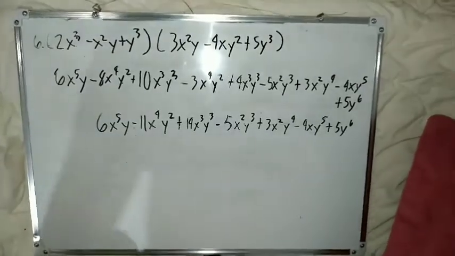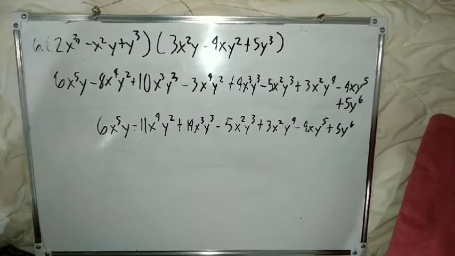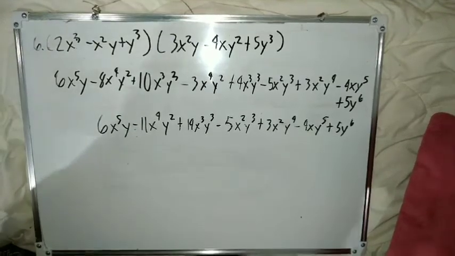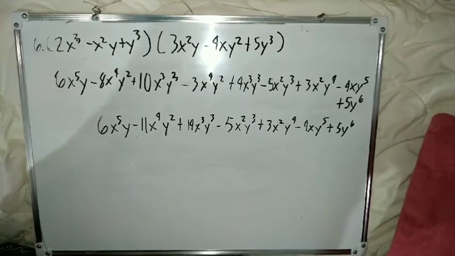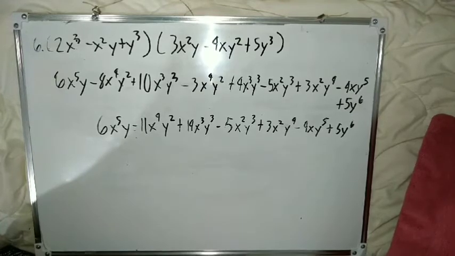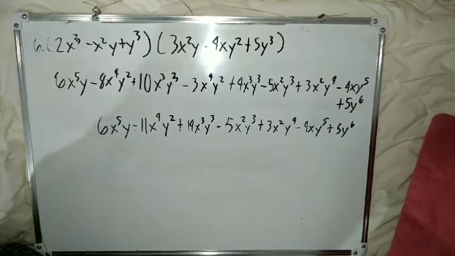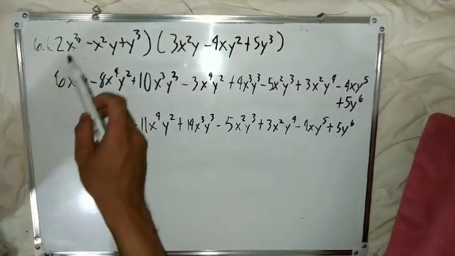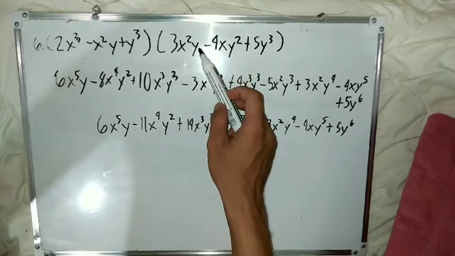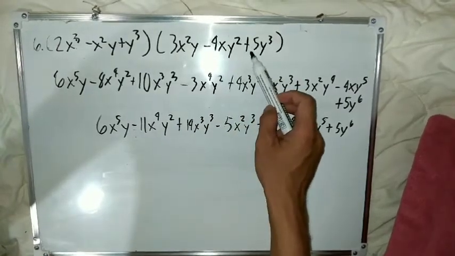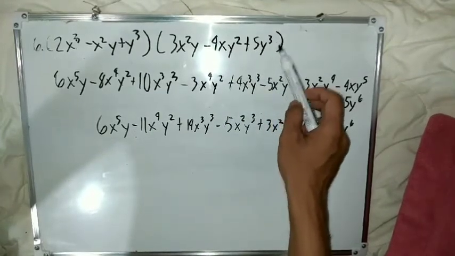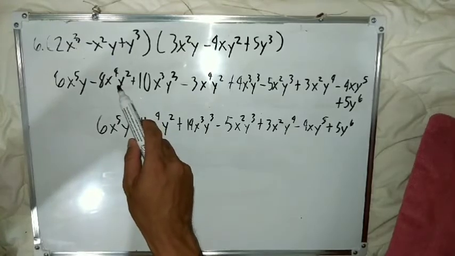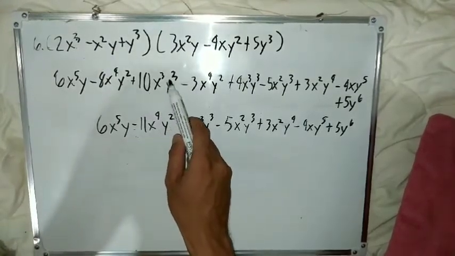So hi guys, here's the problem number 6. Find the product. So to find the product, first you must multiply the given values, which is the quantity of 2x cubed minus x squared y plus y cubed, to the quantity of 3x squared y minus 4xy squared plus 5y cubed. So we multiply 2x cubed to 3x squared y minus 4xy squared plus 5y cubed. So the answer should be 6x to the 5th y minus 8x to the 4th y squared plus 10x cubed y cubed.